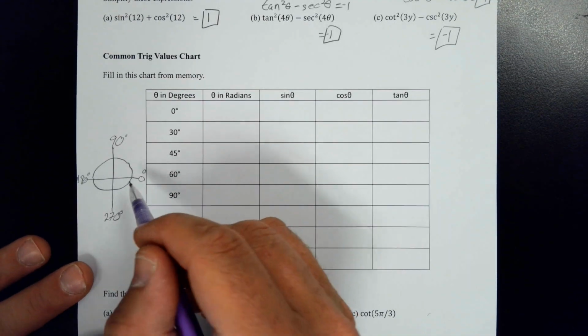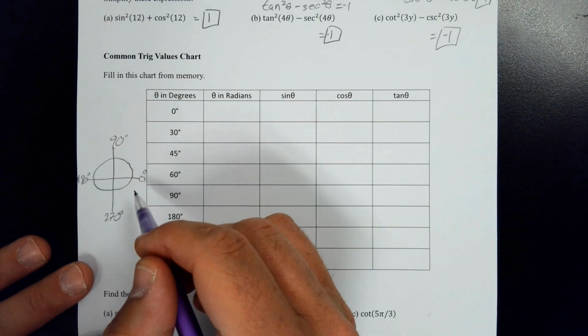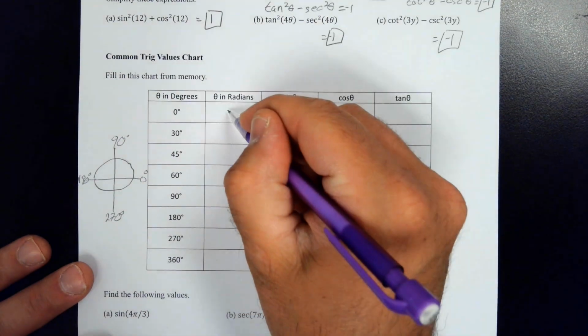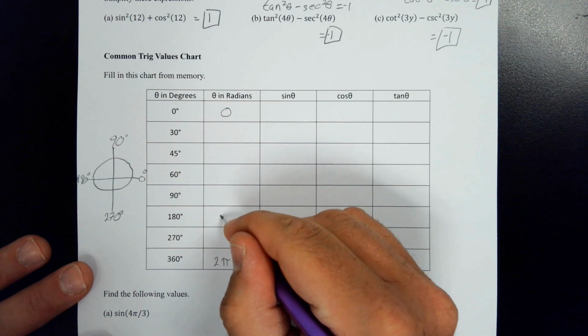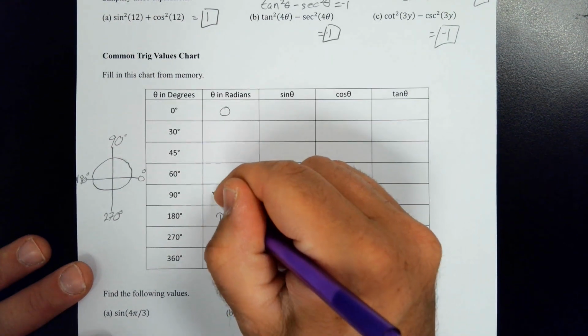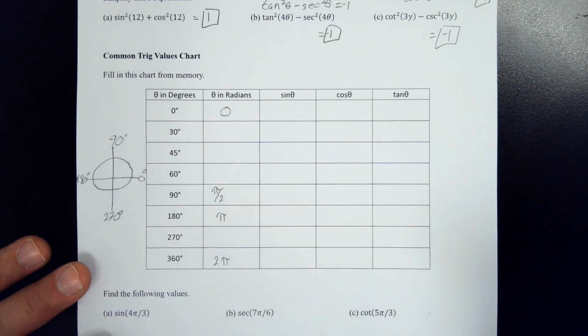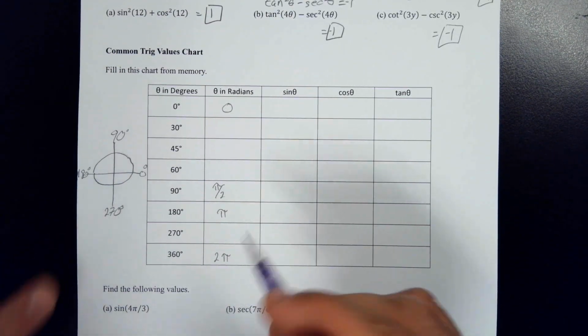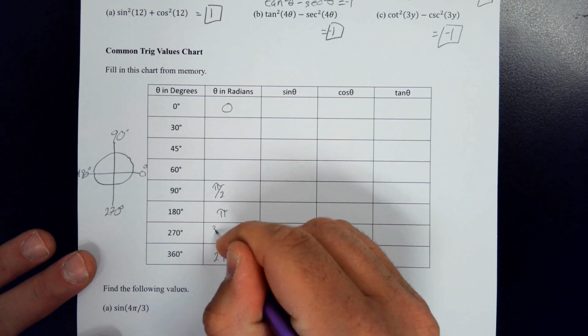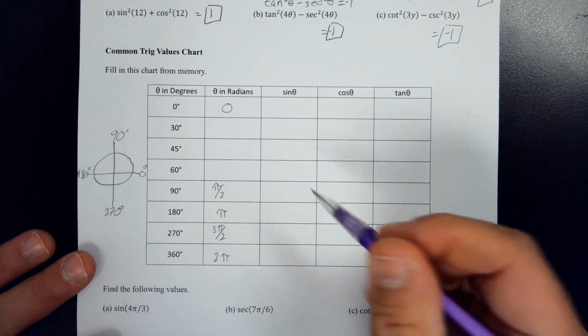Well, in radians, it's the actual length of this circle. It goes from 0 to 2 pi. And if you cut it in half, you're at pi. If you cut it in half again, you're at pi over 2. So those are just cutting the unit circle into pieces. This part over here is 3/2 pi, or 3 pi over 2.